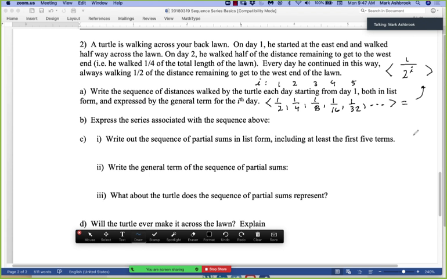Okay, so now let's express the series associated with the sequence, right? This is the sequence of how far the turtle walks each day. And now we want the series. So what do we say the series is? Let's write it like a second grader would write it. How do I write the series like a second grader would write it?